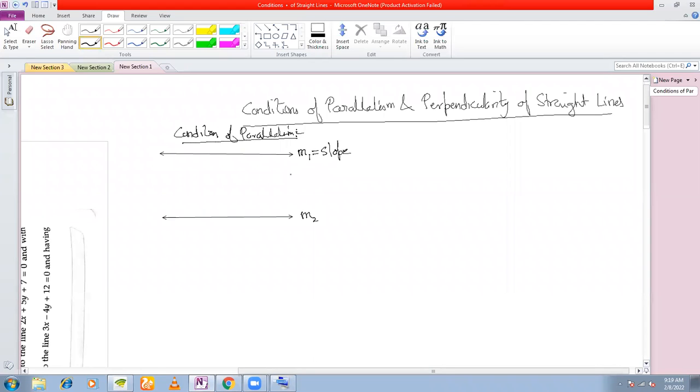Coming back, m1 says the slope of say the line L1, and say for the line L2 you have the slope m2. If these two lines are parallel, then the condition of parallelism states that the slope of these two lines must be equal. Whenever two lines are parallel, their slopes must always be equal.